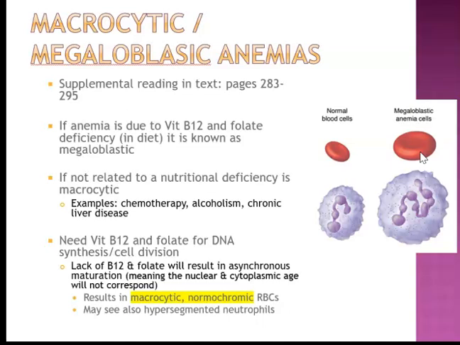division. A lack of B12 and folate will result in asynchronous maturation of cells, meaning the nuclear cytoplasmic age will not correspond, and the result you'll end up with is a macrocytic normochromic red blood cell. Also, in our white blood cells, you might see something called hypersegmentation, in particular in our neutrophils.